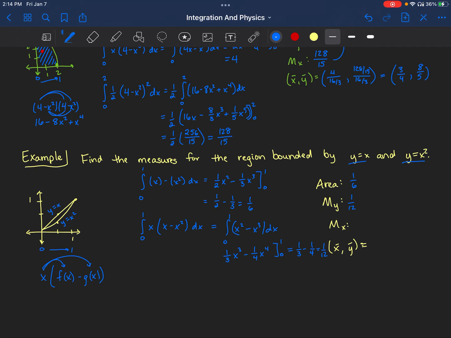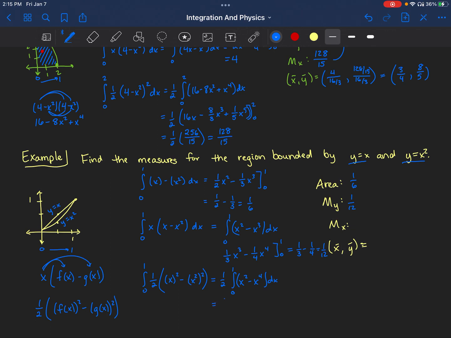And for the last one, m sub x, we are going to integrate again from 0 to 1 of 1/2. And what I need to do is I need to square these two things separately. So I'm going to do x squared minus x squared squared. So I'm doing 1/2 of f of x squared minus g of x squared. And so I'm going to go ahead and square those, and I'll take out the 1/2 again. Just don't forget it in the end. It's going to be kind of important. So x squared minus x to the 4th.